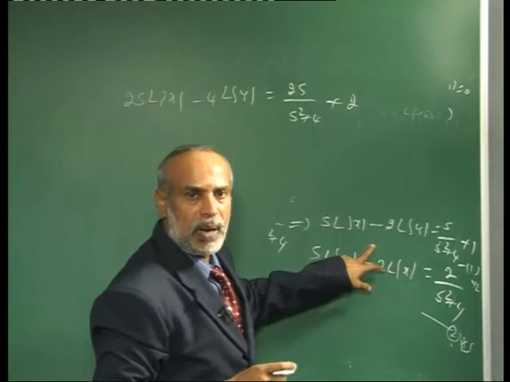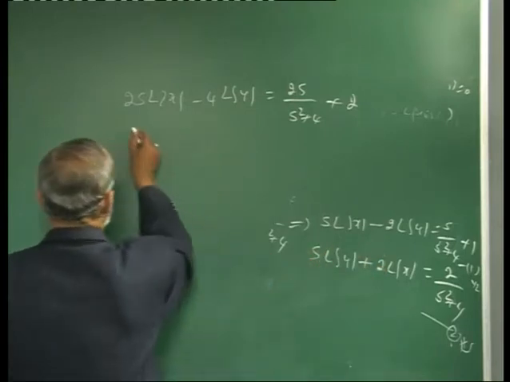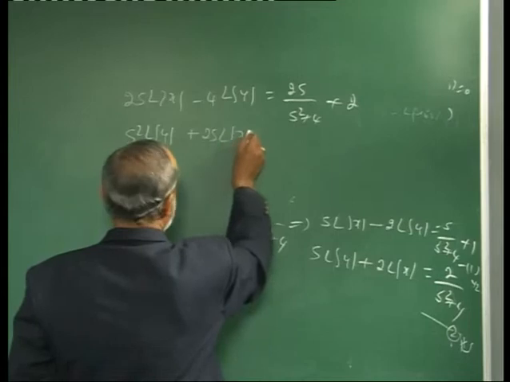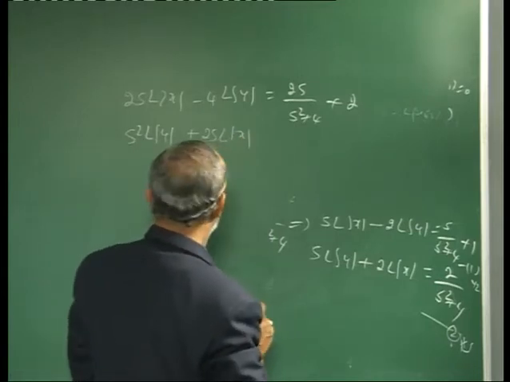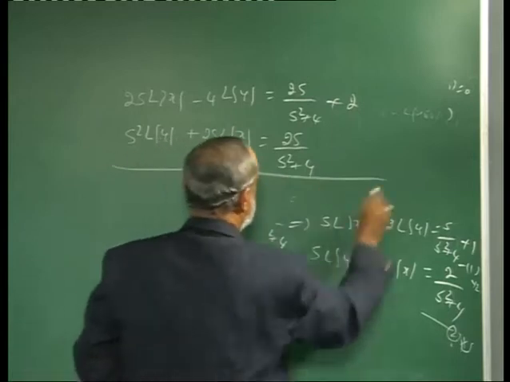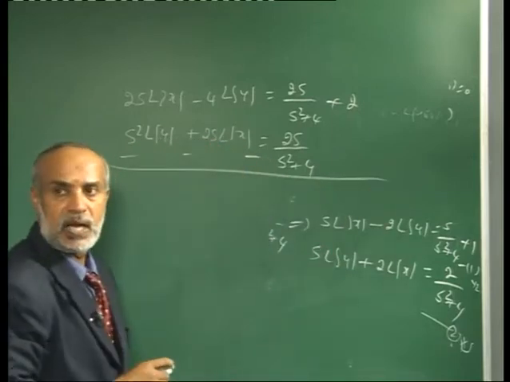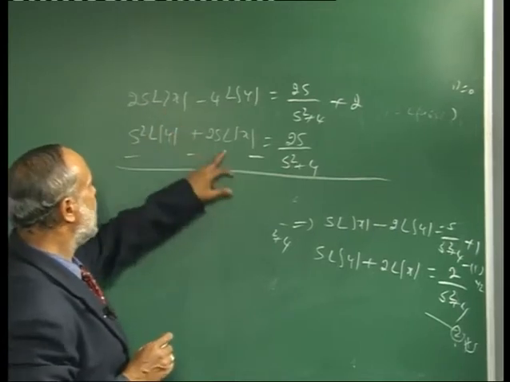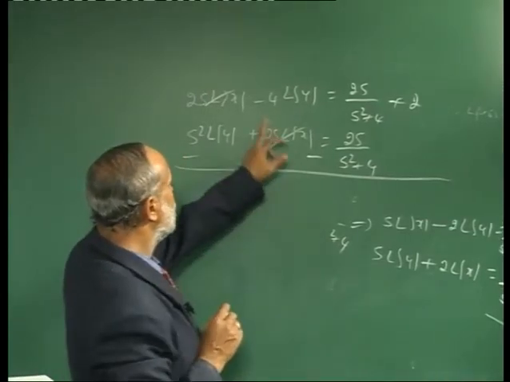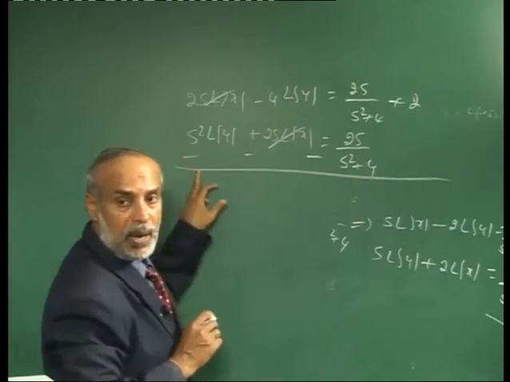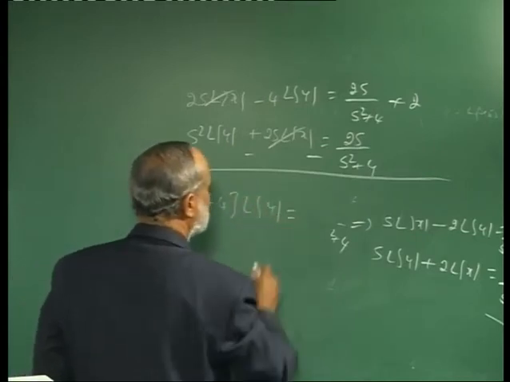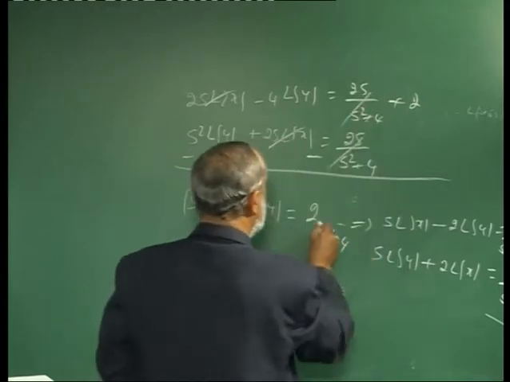You have to multiply equation 1 by 2. Then equation 2 multiply by s, means s squared into L of y plus 2s into L of x equals 2s divided by s squared plus 4. Now, you can subtract. If you subtract, change the sign. See here, the 2s L of x terms will get cancelled. Now subtracting, what you get? Here, this minus into minus becomes plus. What you get here? s squared plus 4 into L of y is the LHS, then this also will get cancelled, remaining is 2.